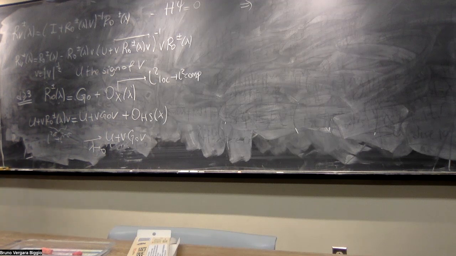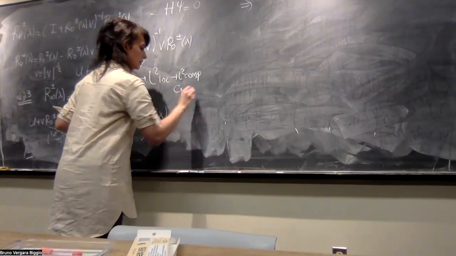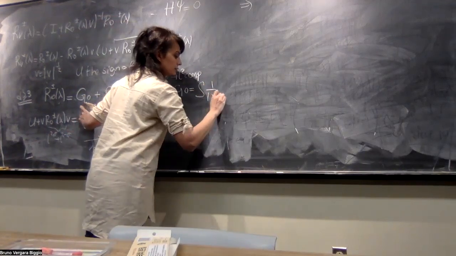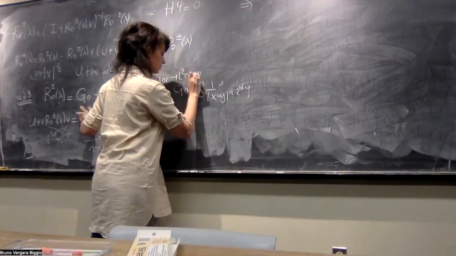No, it's just before, so G0. I didn't give G0. Oh, I thought G0 was a Green function. Yeah, actually, G0 is this: the integral of 1 over |x minus y| to the d minus 2, dy. This is how G0 is exactly.